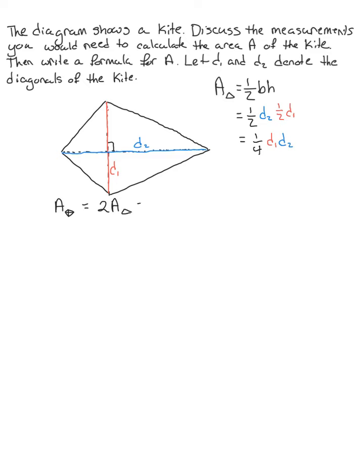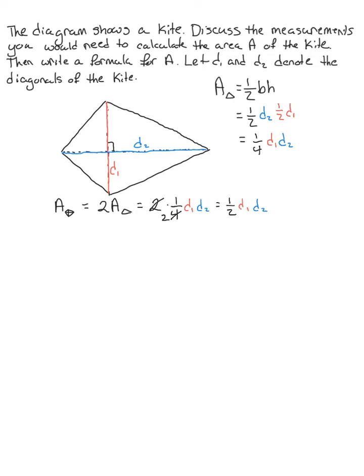All right, so now if we take this and plug that back into our original formula, we're going to have 2 times 1/4 times D1 times D2, and this can reduce, so we'll have 1/2 times D1 times D2, and that's the area of the kite. All right, so that's one way we could do the problem. There is another way we can do the problem though.